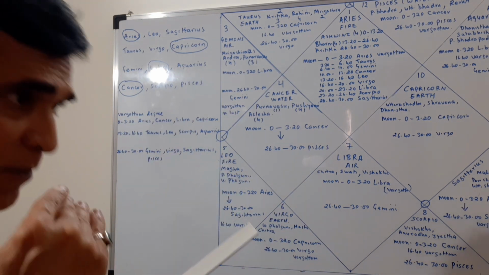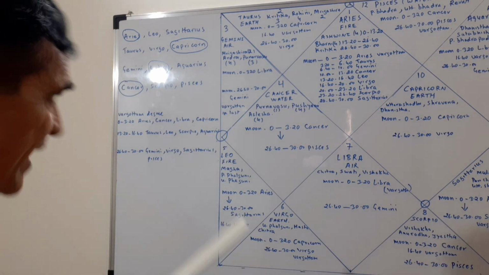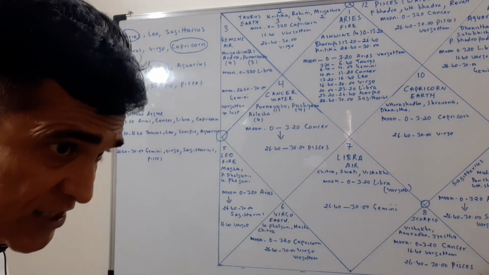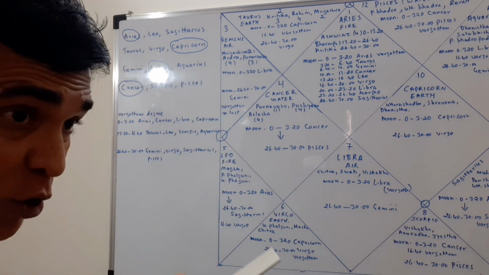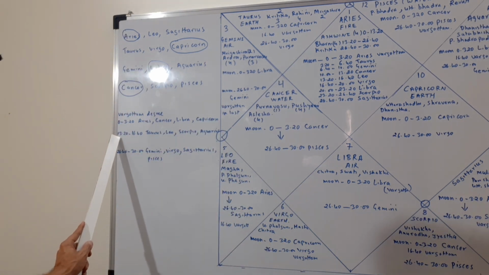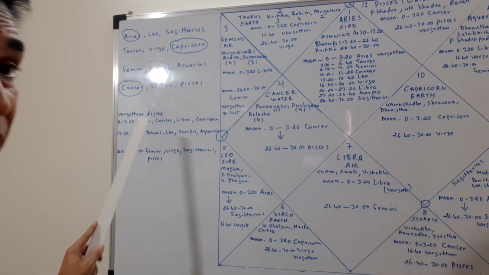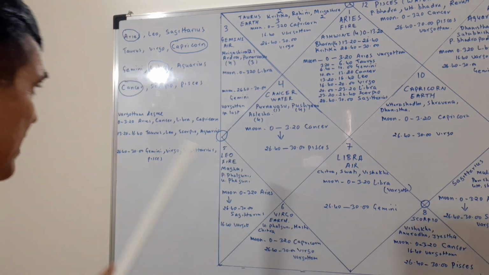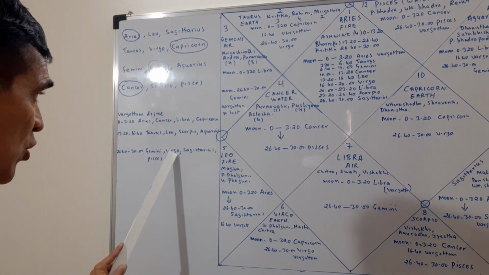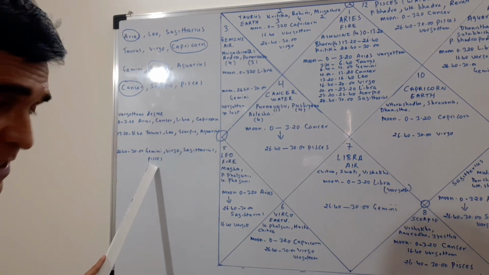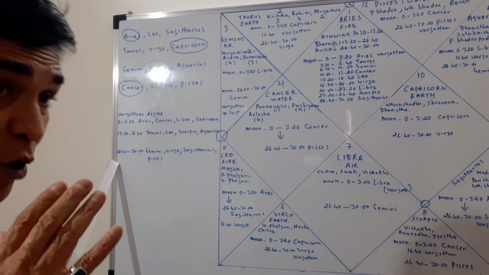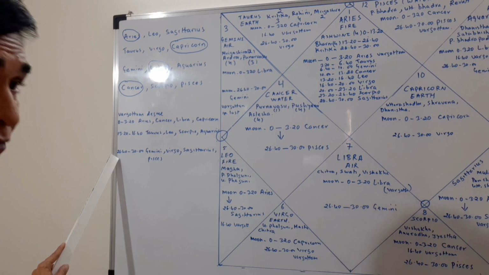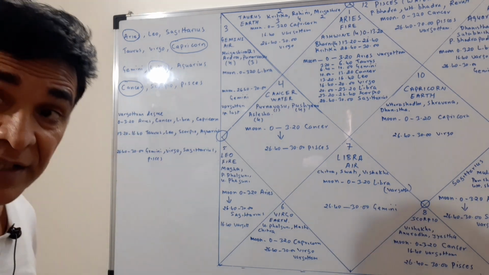If your moon sign happens to be Taurus, Leo, Scorpio or Aquarius, you will always see the Vargotham falls between 13.2 to 16.4. If you happen to be a moon sign which is Gemini, Virgo, Sagittarius or Pisces, you will see that you always have the Vargotham at the end of the Rashi, that is 26.4 to 30 degrees.